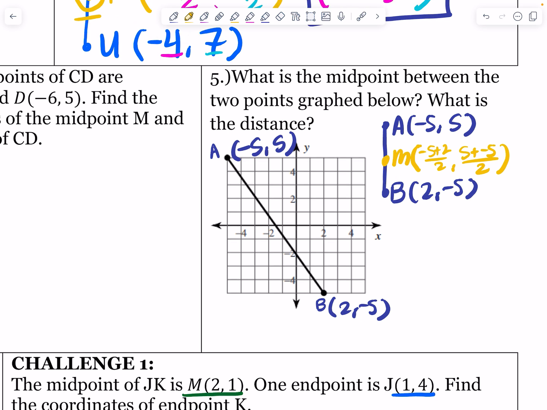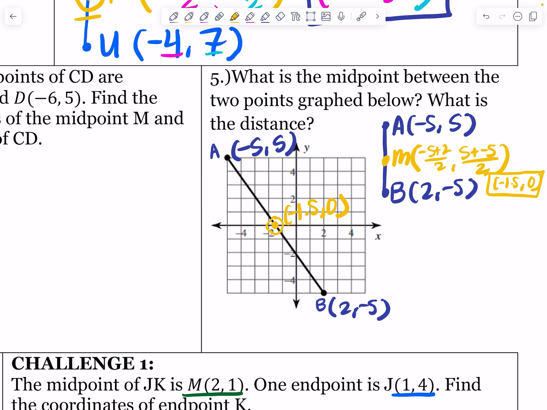Negative 5 plus 2 is negative 3. Negative 3 over 2 is negative 1.5. And then 5 plus negative 5 is 0. 0 divided by 2 is 0. So that means my midpoint is at the coordinates negative 1.5 up and down 0. So that is the midpoint, negative 1.5, comma 0. That is my answer for the midpoint.